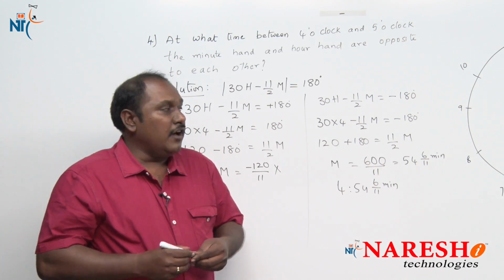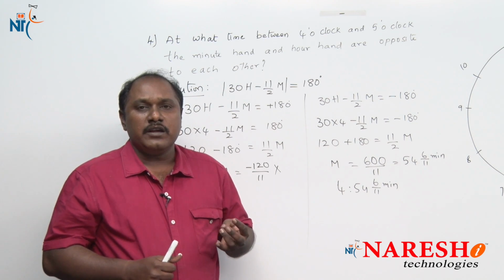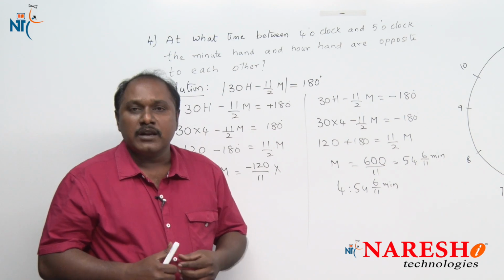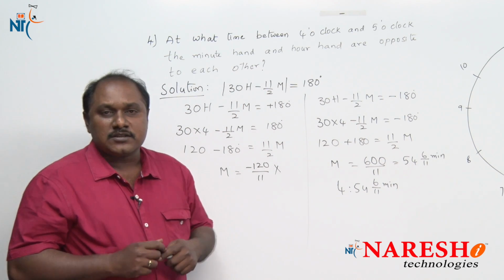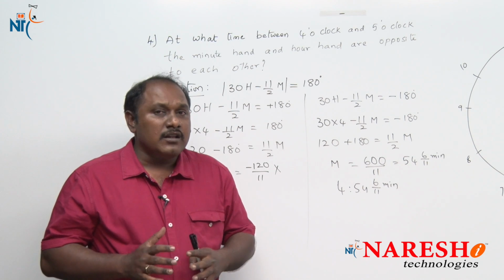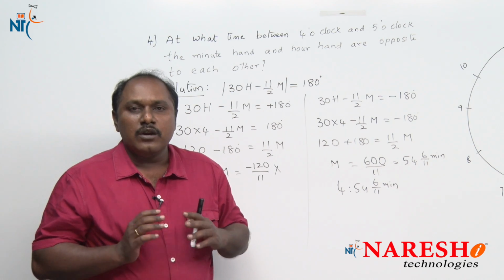Now, till now we have solved question number 2, 3 and 4 by using a formula, that is 30h minus 11 by 2m under modulus. Now, how to solve the same problems without using a formula? Let us try to learn this.